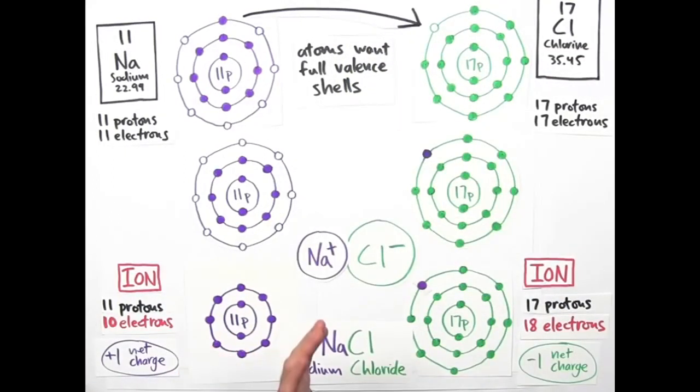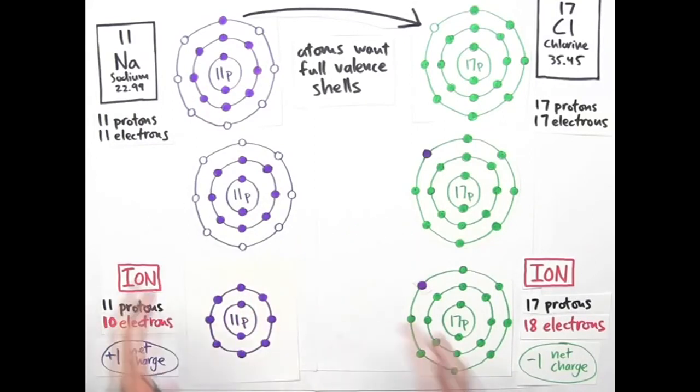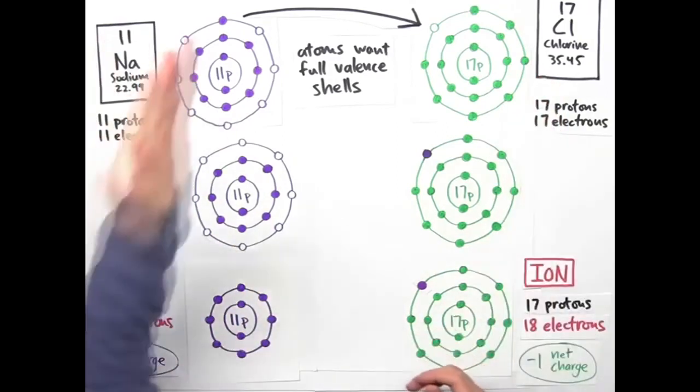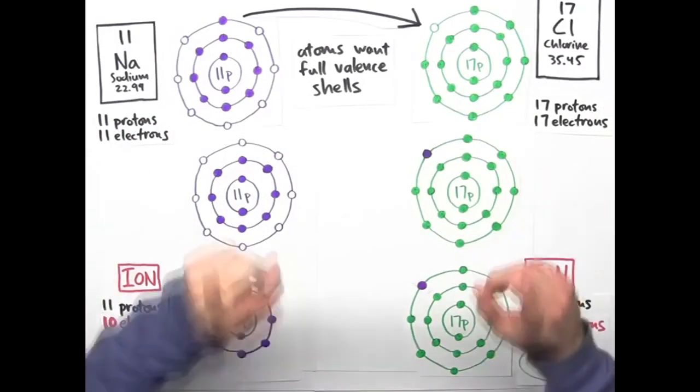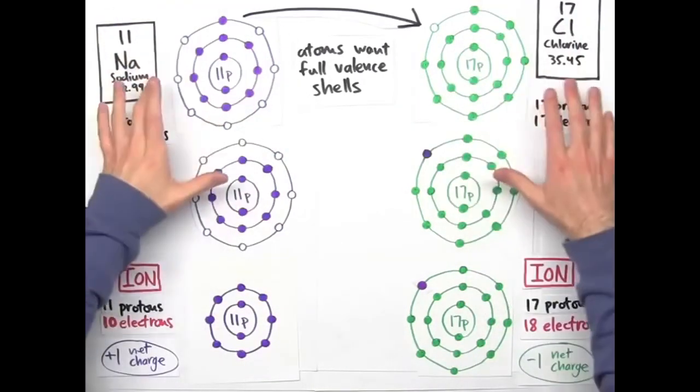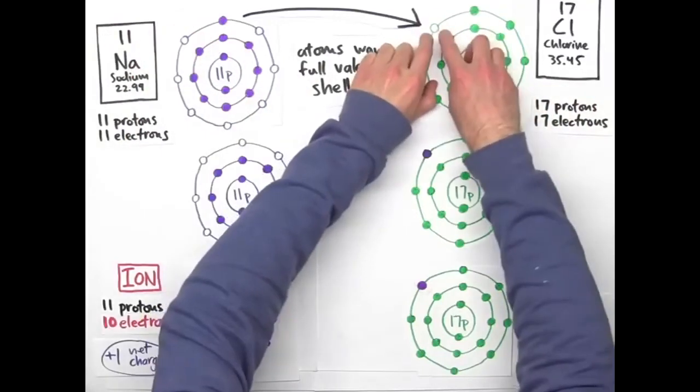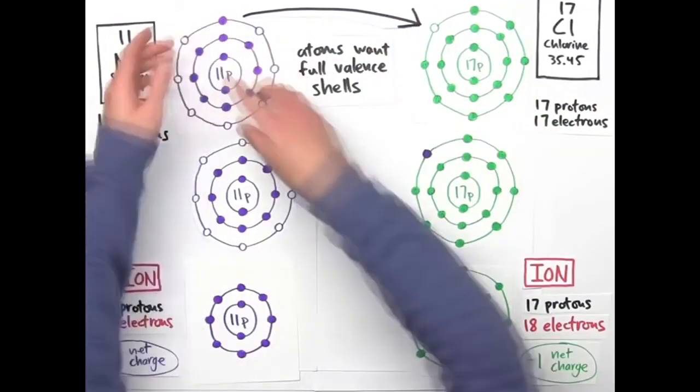Sodium chloride. Now, the formation of ionic bonds is one of the trickiest concepts in all of chemistry. So many people are confused by it. So I just want to go through this one more time, really quick, step by step. Okay, so we start out with sodium and chlorine. They are both neutral. They have the same number of protons and electrons. But they're both unhappy because their valence shells are not full. Chlorine has an empty spot, and sodium has only one electron in its valence shell.